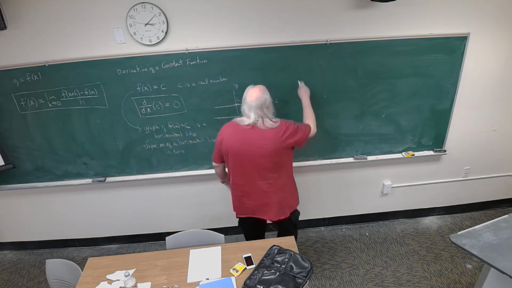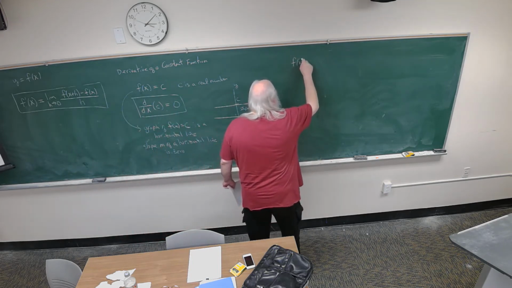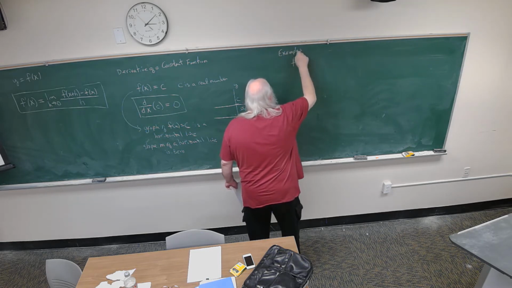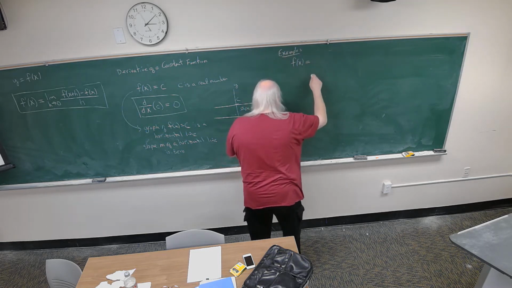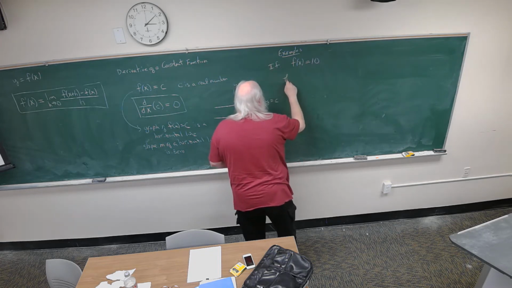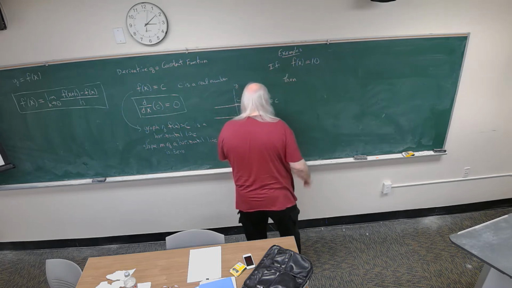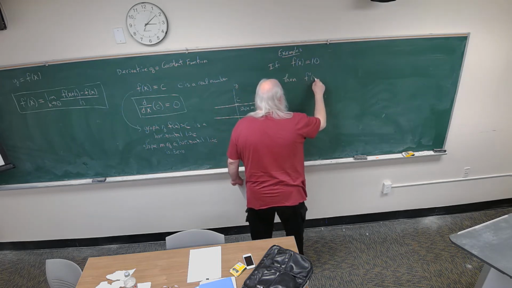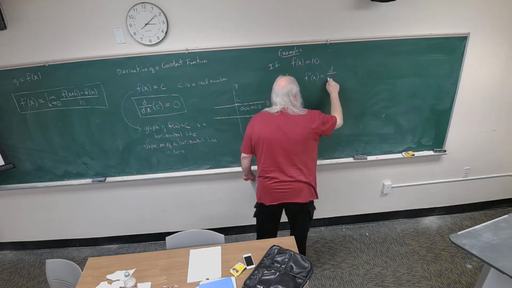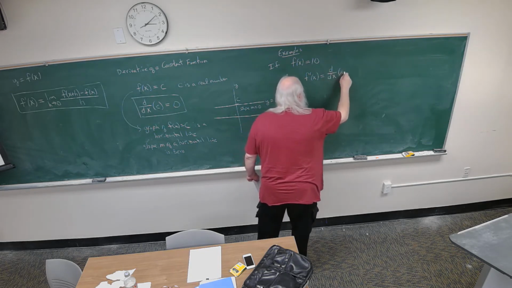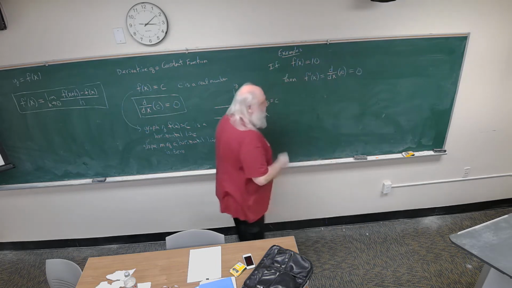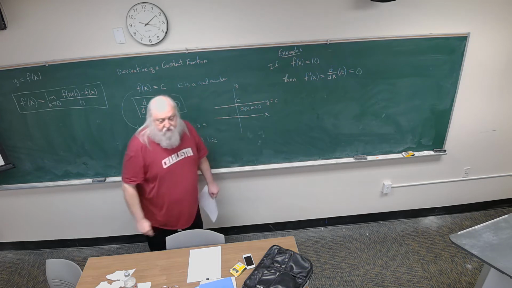So if f of x is equal to 10, then f prime of x, which is equal to the derivative of the number 10 with respect to x, is equal to 0. So the derivative function f prime of x is just equal to 0.